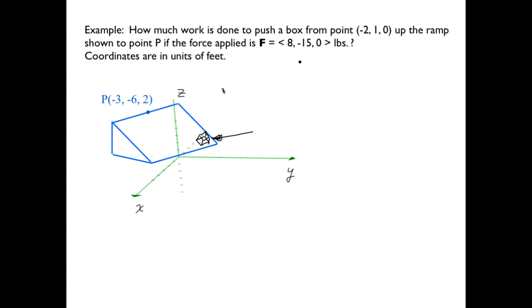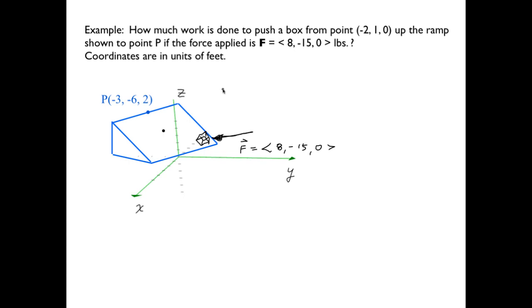What kind of force is that? (8, -15, 0). How could you characterize that force? It's a force vector, but what's special about that force vector? What kind of force is it? Horizontal force. You see that's a horizontal force because there's no z component. So that's totally pushing horizontally on that box.